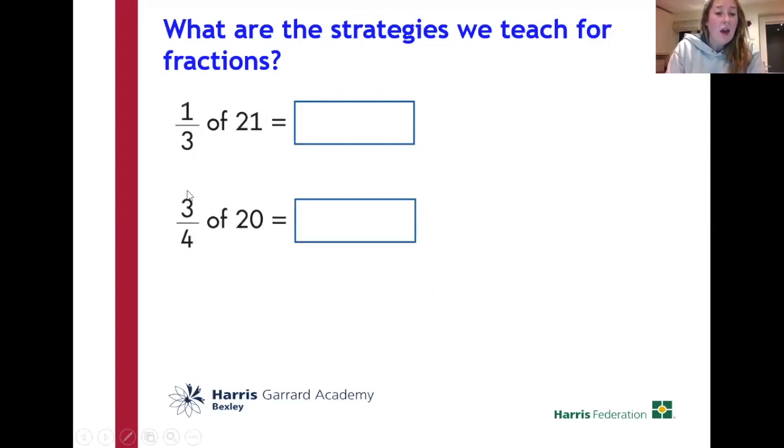For this one here, it's a non-unitary fraction because there are 3 parts out of 4, 3 quarters. So I've got 20, I'm going to put them into 4 equal parts into quarters. So 20 divided by 4 is 5, times 3 is 15. Or they may have recognized that if I'm finding a quarter, I half it and I half it again. It's using that shape knowledge. So half of 20 is 10, half of 10 is 5, times it by 3, you get 15.